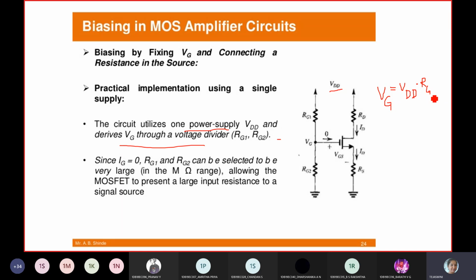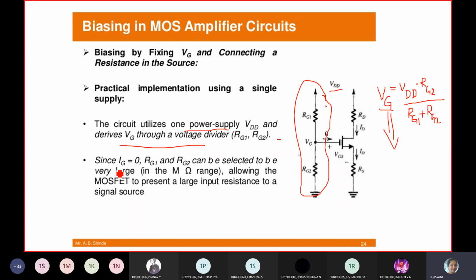RG2. You are not supposed to forget this voltage divider rule, divided by the total resistance, RG1 plus RG2, the sum of the resistances. So this way you are going to find out the gate voltage. So the gate voltage can be found out by the voltage divider, or you can give any reference value.